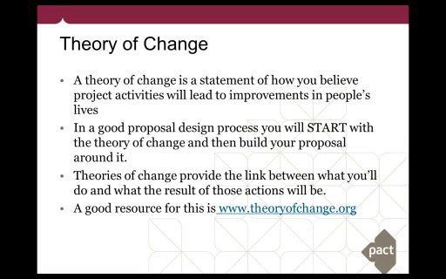Maggie is telling me that the slides are not moving. Okay. I'm going to try just sharing the application. Maggie, is that any better? Can you see the theory of change slide?